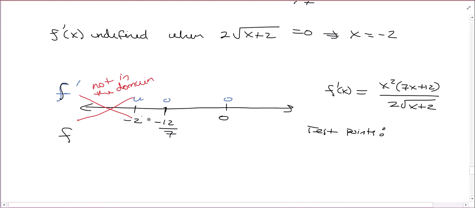So let's pick, ooh, this one is kind of hard. So -2, I know -2, I can write it as -14 sevenths, right?